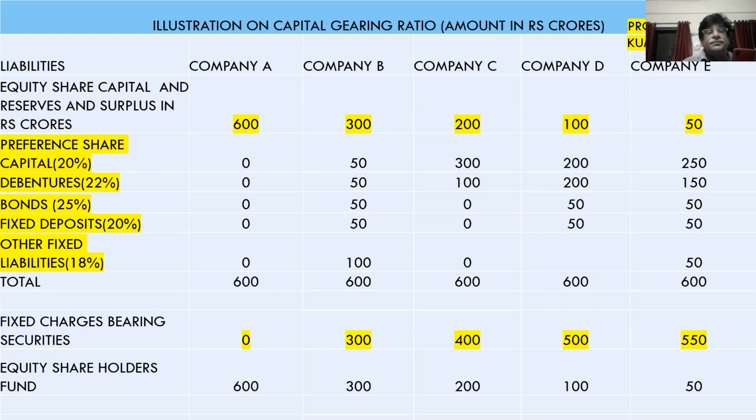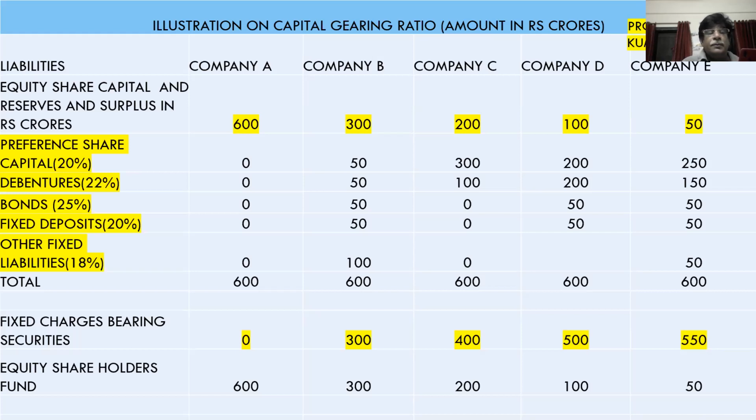Now look at the second case. The second case becomes somewhat critical for company B in comparison with company A. Here, half of the 600 crores belongs to equity share capital, and the rest is split into 50 crores, 50 crores, 50 crores, 50 crores and 100 crores across preference share capital, debentures, bonds, fixed deposits, etc. Please remember, on 50 crores you have to pay 20% preference dividend. On the debentures you have to pay interest of 22%, irrespective of whether you make a profit or not.